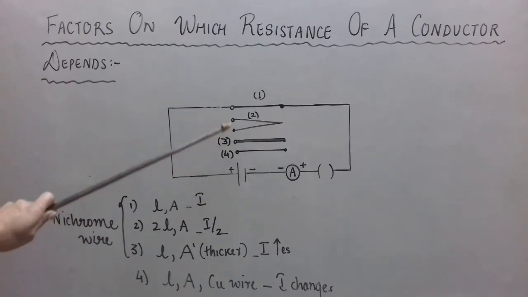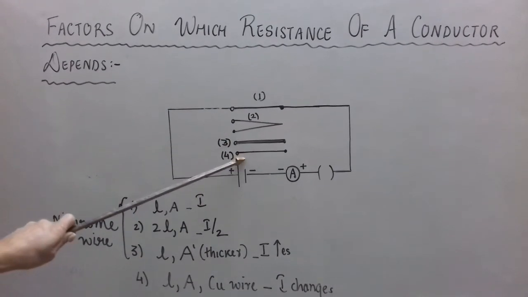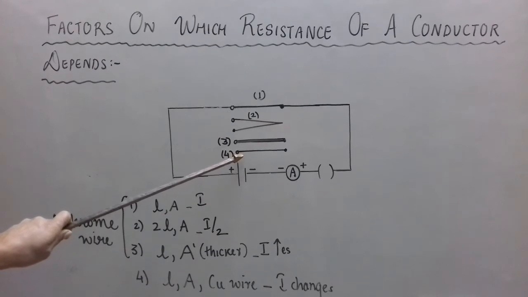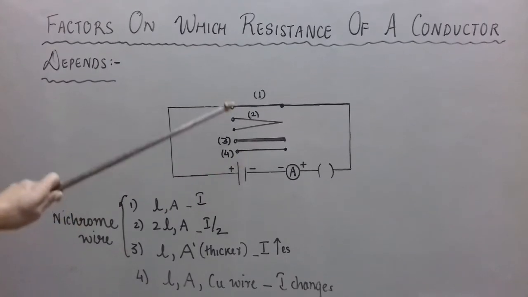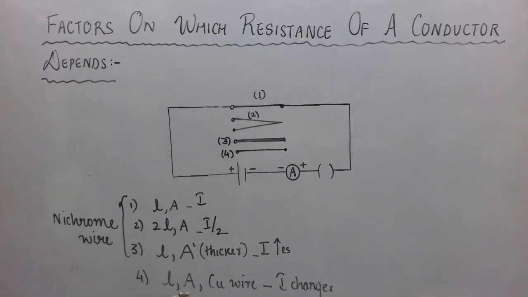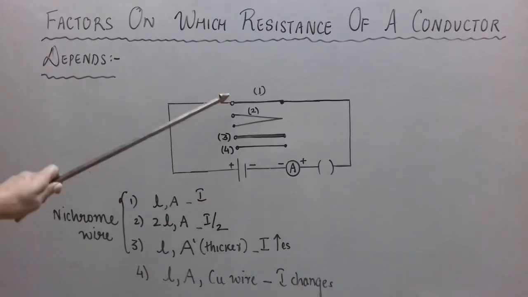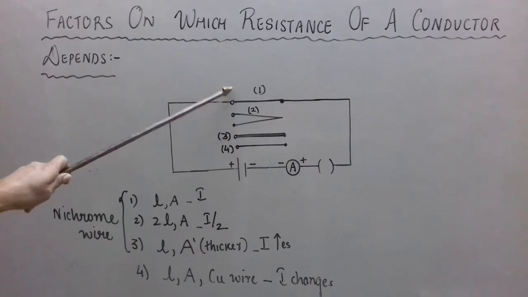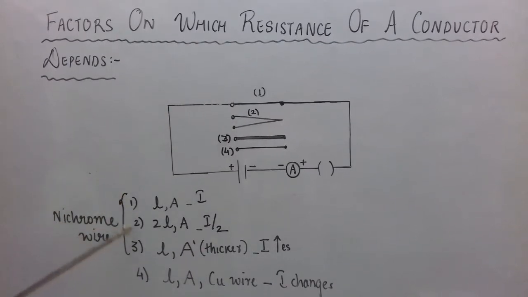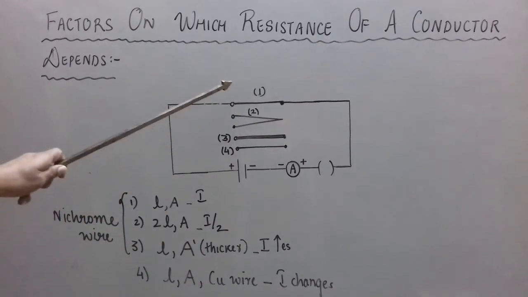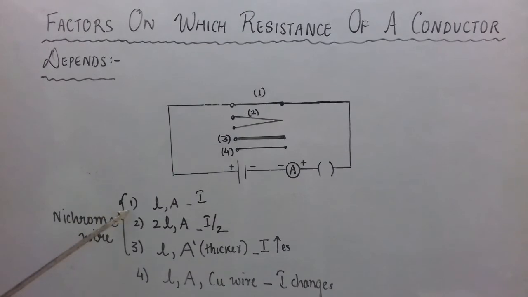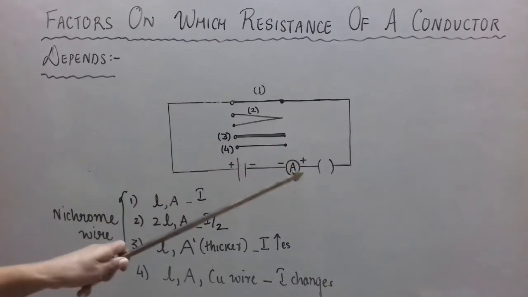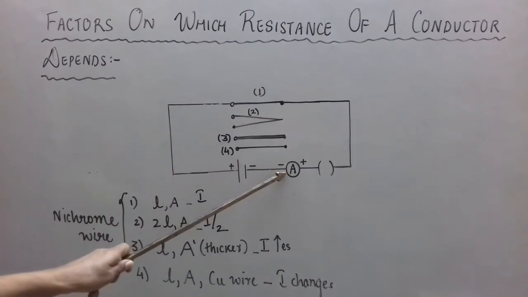Fourth is not a nichrome wire. It is a copper wire, of some other material. So we have chosen here copper as given in the NCERT textbook. This has the same length, same thickness or cross-sectional area as that of the first wire. So now you know what these first, second, third and fourth components shown in the figure are. You have to connect the circuit by first connecting the first wire and closing the key, and you have to note down the ammeter reading.